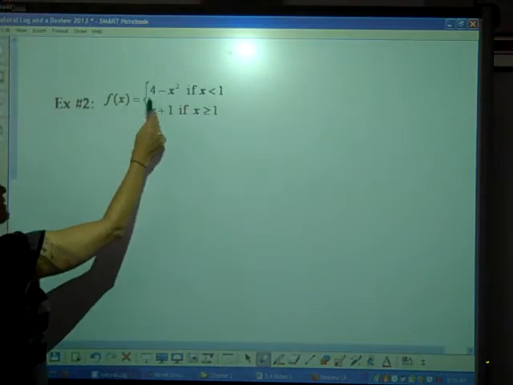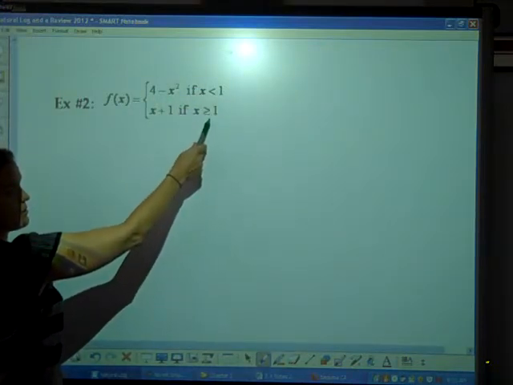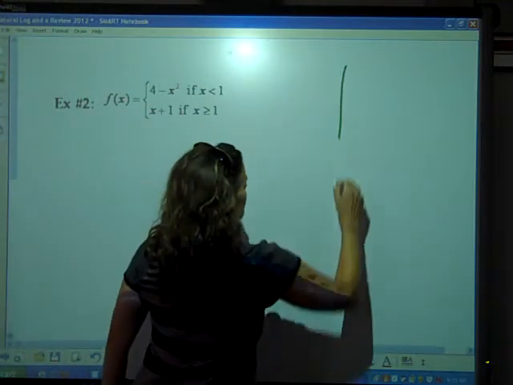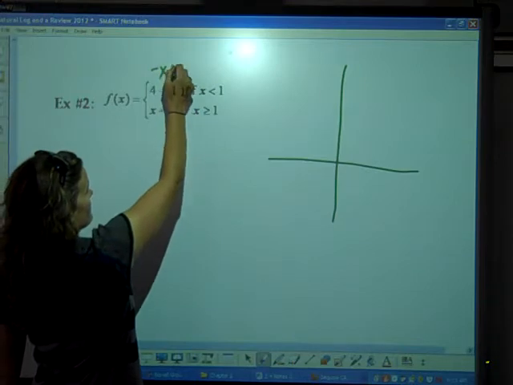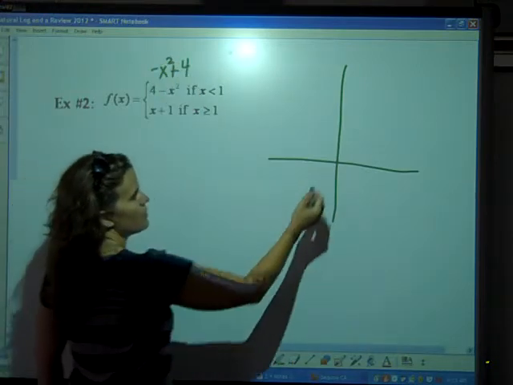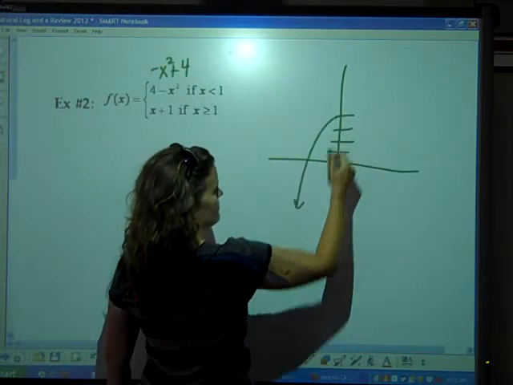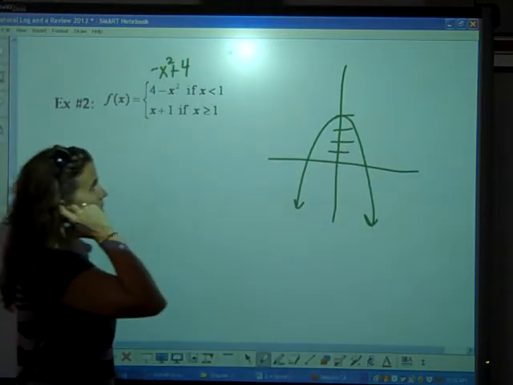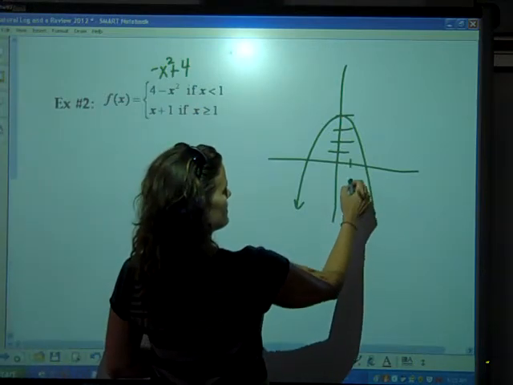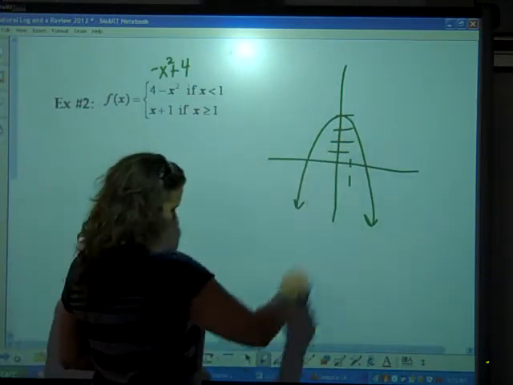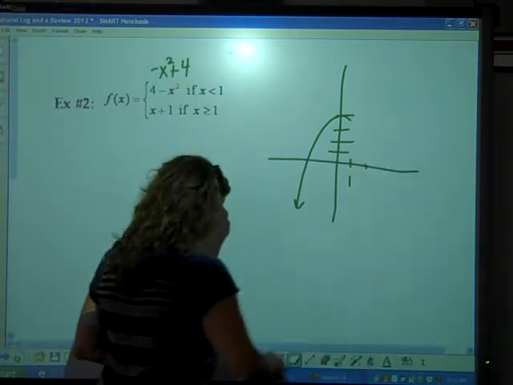So 4 minus x squared if x is less than 1, and x plus 1 if x is greater than or equal to 1. So again, rough sketch here. 4 minus x squared, I think of that as negative x squared plus 4. So now I'm going to go up 4, and then I have a nice basic down parabola. And I'm only drawing that when x is less than 1, and because it's less than 1, I know I would have a hole there. So I'm only going to draw this to the left of 1.